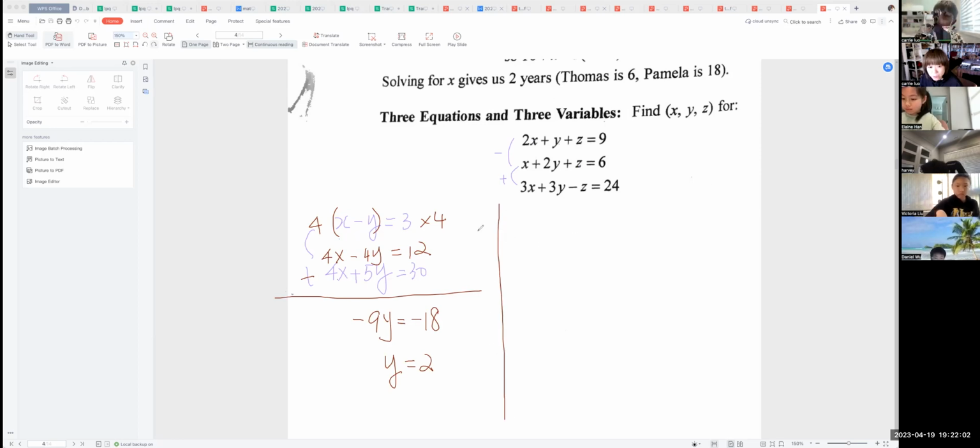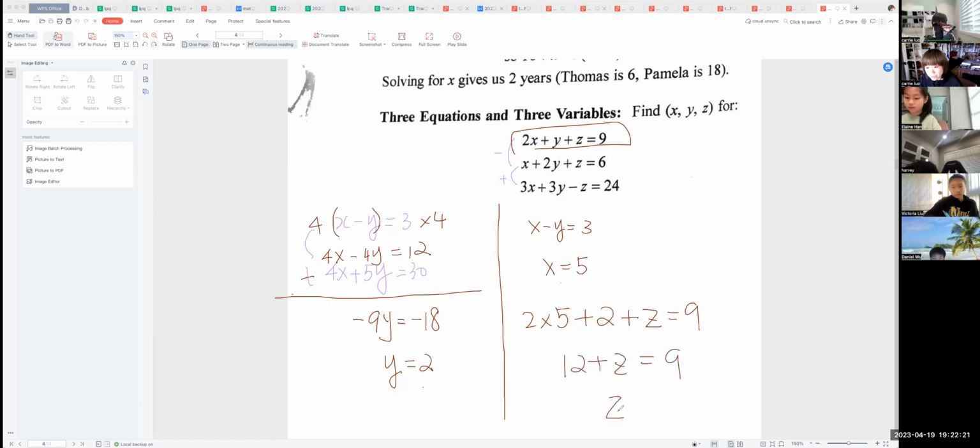Okay, so y equals 2. Since x minus y equals 3, x equals 5. Because we know x and y, we just put them back into either equation. So 2 times 5 plus 2 plus z equals 9. So 12 plus z equals 9. So z equals 9 minus 12 equals negative 3. Okay, I'm going to stop here and let you think about it.